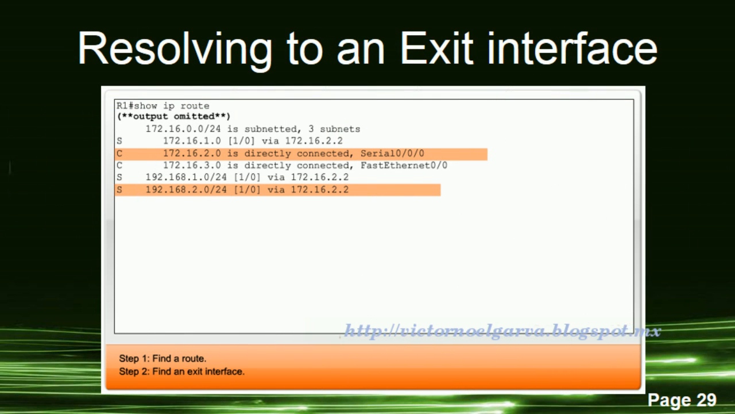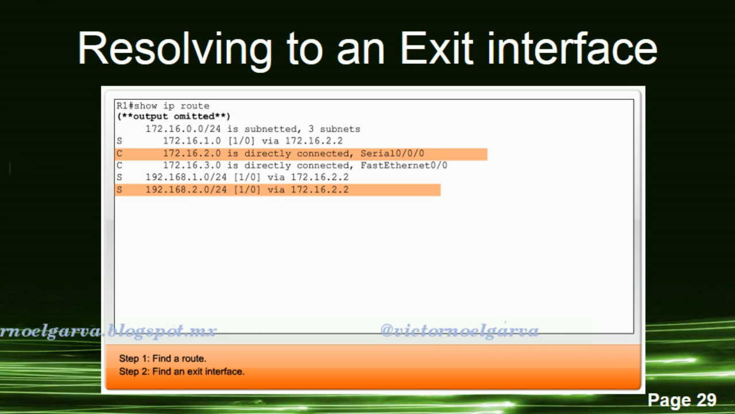Recursive route lookup. Before any packet is forwarded by a router, the routing table process must determine the exit interface to use to forward the packet. This is known as route resolvability. Let's examine this process by looking at the routing table for R1 in the figure. R1 has a static route for the remote network 192.168.2.0/24, which forwards all packets to the next hop IP address 172.16.2.2. Finding a route is only the first step in the lookup process.